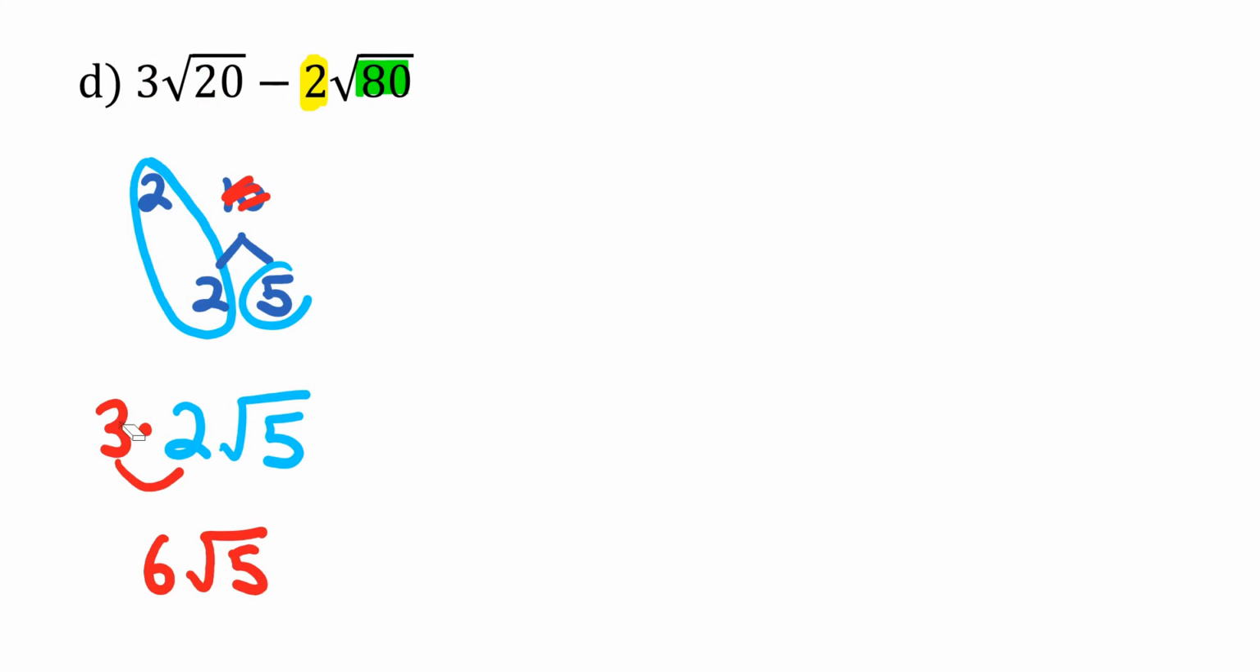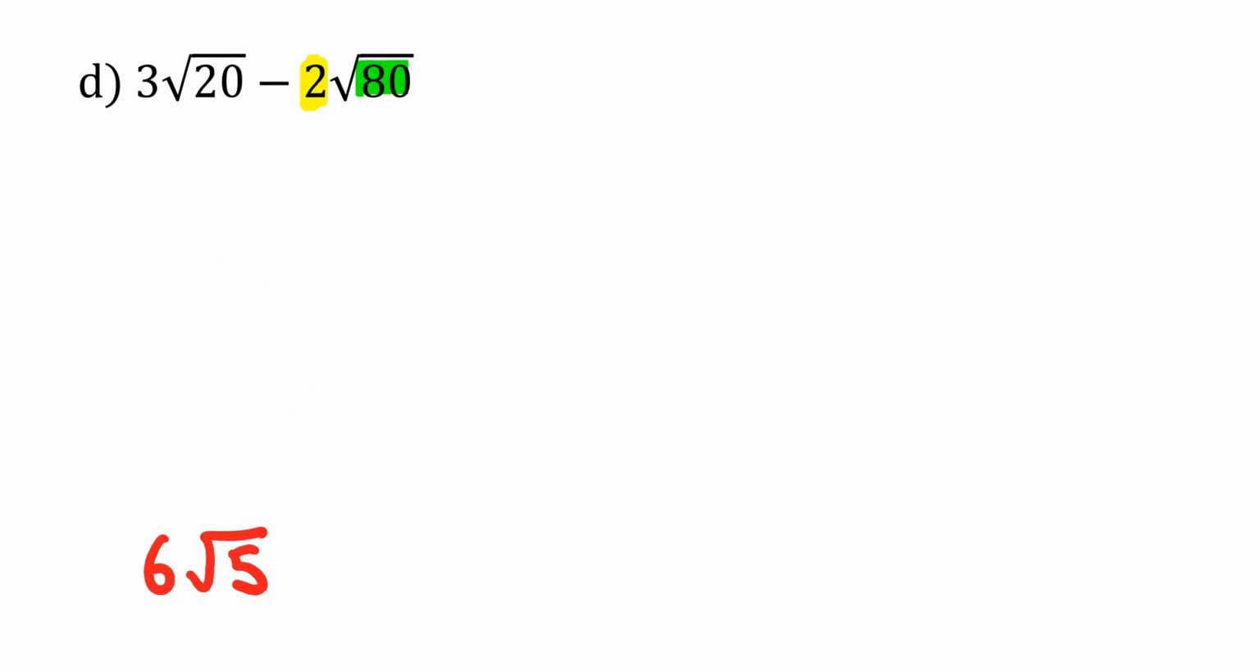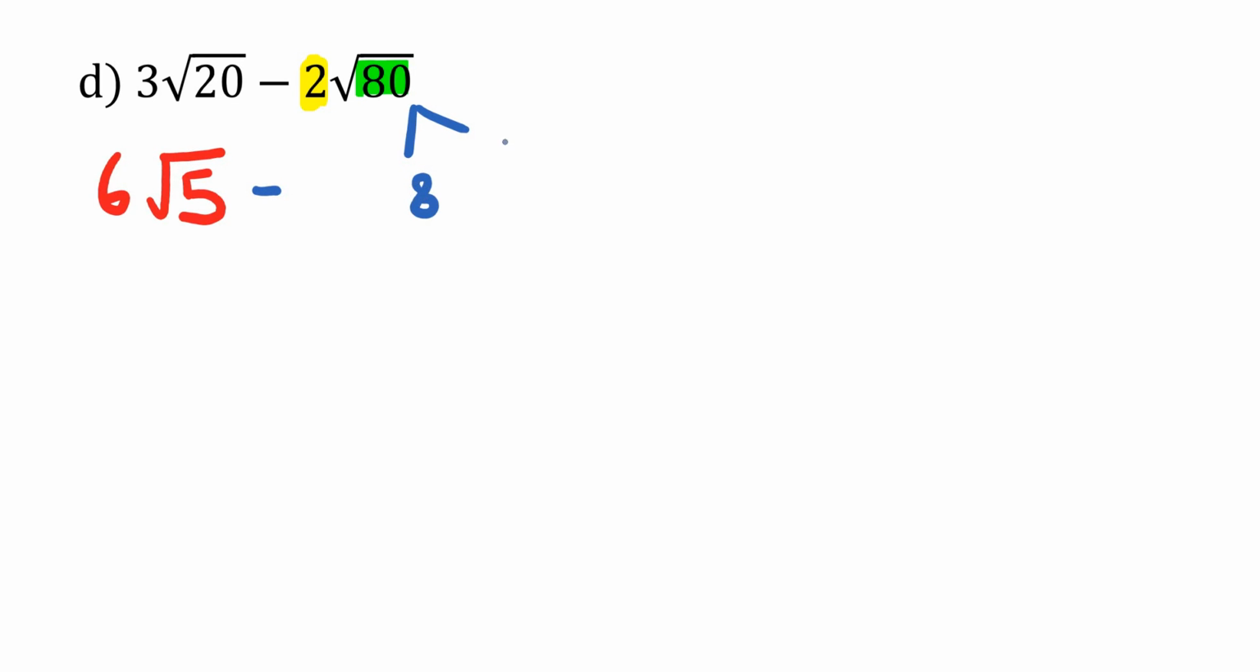Okay, let me just erase my tree diagram. And I will recopy the simplified answer back to the top. So that's going to break down to 6 root 5. Okay, and then there's a minus sign. And then let's break down the 80 now. Two numbers that multiply to 80, I'm thinking of 8 and 10. And then 8 breaks down into 4 and 2. That means the 8's gone. And I know the 4 will break down to 2 times 2. That means that 4's gone. And over on the other side, two numbers that multiply to 10 are 2 and 5.